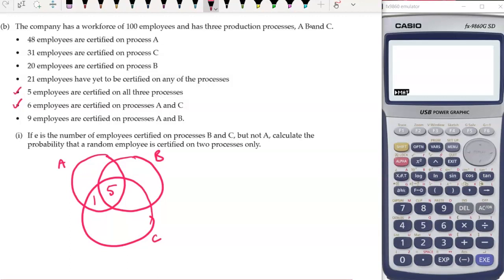Then we've got 9 employees certified on process A and B. So that is this overlap here. A and B has to add to 9. So then the gap here is a 4. We've got 21 employees that are not certified on any of them. So we've got 21 sitting on the outside of this thing.